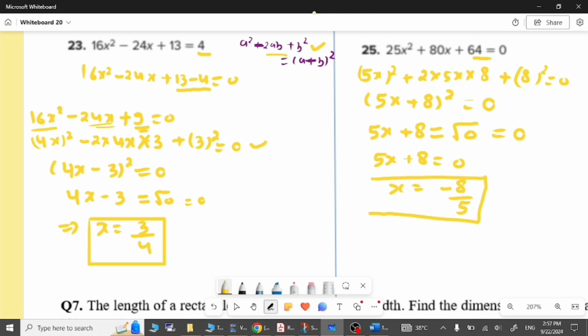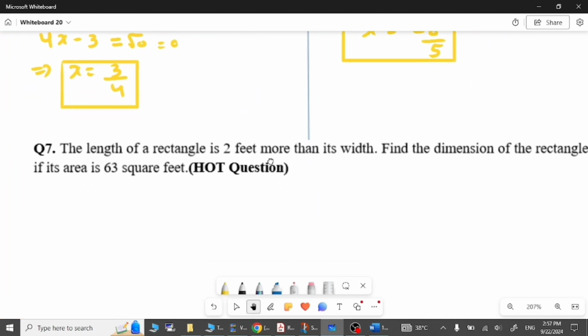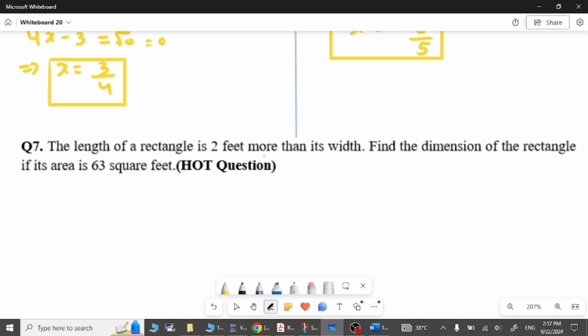Okay, and the last question now we are going to do, which is something like this. In this question it is telling that it's a rectangle. You can see the rectangle is there. The length is 2 more. Whenever more is there I will be doing plus from the width. So I am considering w = x. So length will be equal to how much? Firstly x is the width, and it is 2 more.